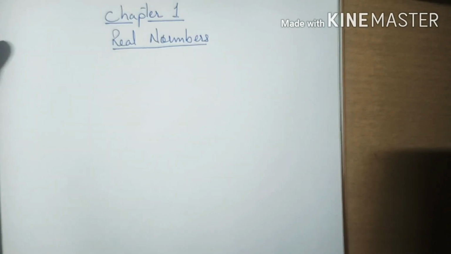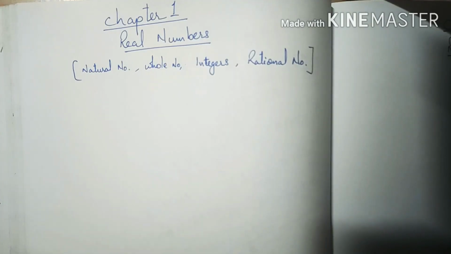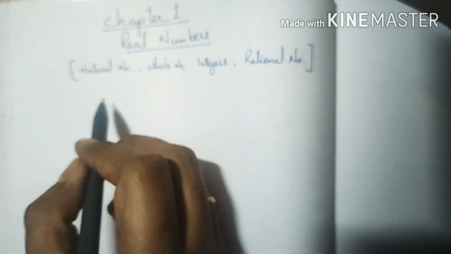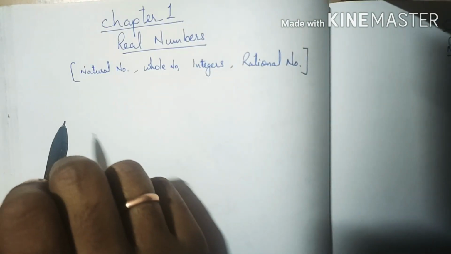So the first chapter is real numbers. What are real numbers actually? The real numbers are a set of natural numbers, whole numbers, integers, and rational numbers. We all know what natural numbers are, and we all know about whole numbers, integers and rational numbers.